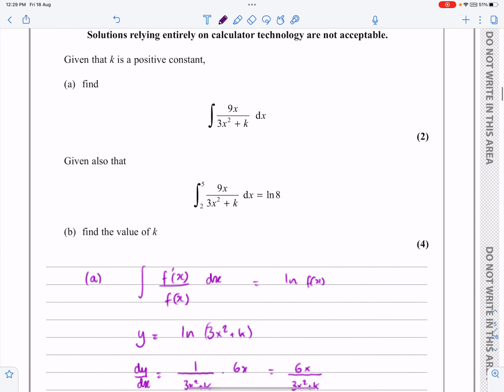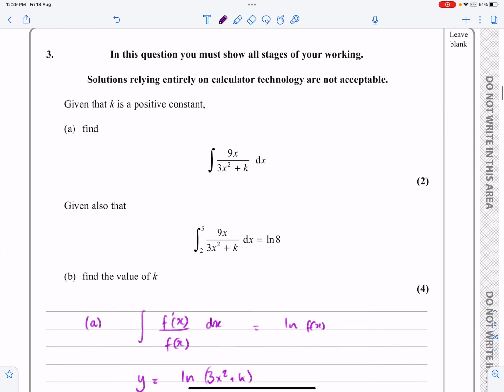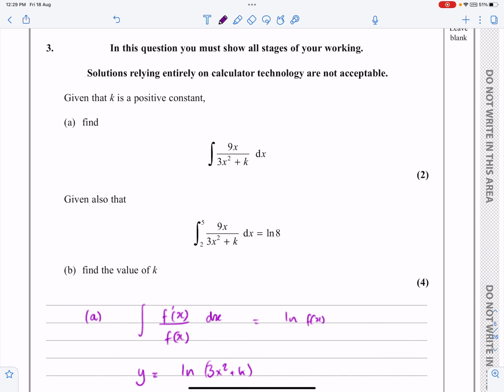Let's just go back and check. Yeah, no limits to what k can be there. So, sorry, except that k is a positive constant, but that works out to be a positive constant. So we are sorted with that one. Hopefully that all makes sense.